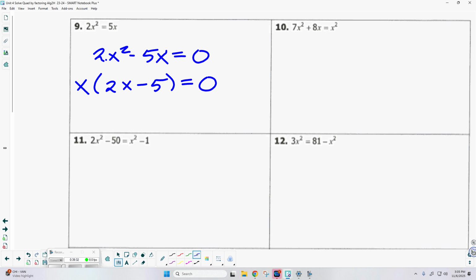Now I use the zero product property. The only difference is I've got to get everything equal to 0 before I start. So x equals 0, that's one solution. If 2x minus 5 equals 0, if I add 5, divide by 2, 5/2. There we go.